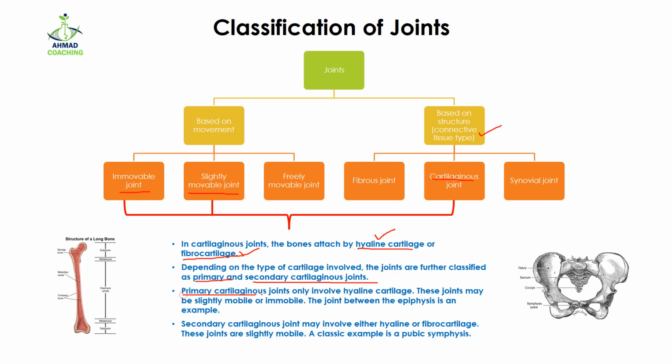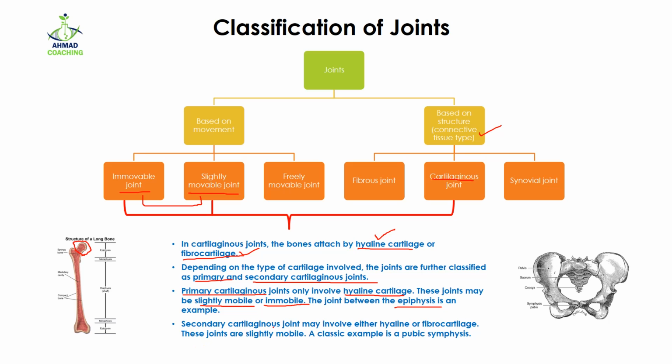First of all, primary cartilaginous joints. The primary cartilaginous joints involve only hyaline cartilage. It means that only hyaline cartilage is present in the primary cartilaginous joints, and these joints may be slightly movable or they may be immovable. It means that both types can be present. These joints are present between the epiphyses. The epiphysis is the tip part of the long bones. So in this area where it is joining with the rest of the bone, this part is made up of cartilaginous joint, and it may be slightly movable or immovable.